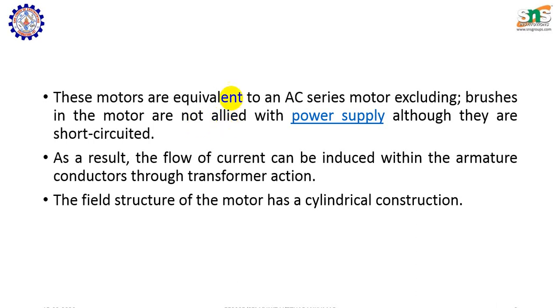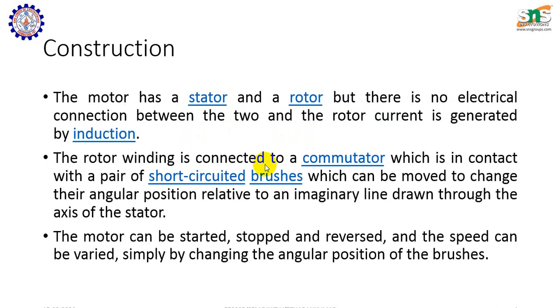The field structure of the motor has cylindrical construction. The motor has a stator and the rotor, but there is no electrical connection between the two, and the rotor current is generated by induction. The rotor winding is connected to a commutator which is in contact with a pair of short circuit brushes, which can be moved to change their angular position relative to an imaginary line drawn through the axis of the stator. The motor can be started, stopped, and reversed, and the speed can be varied simply by changing the angular position of the brushes. So here, as I said earlier, the brushes play a major role, and it is shorted also.